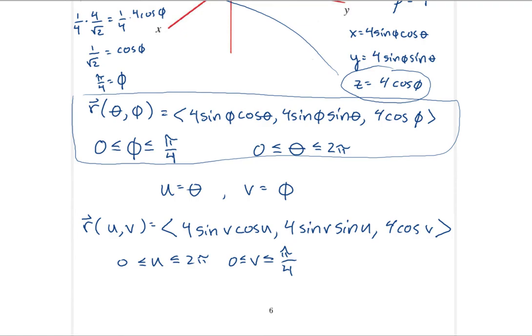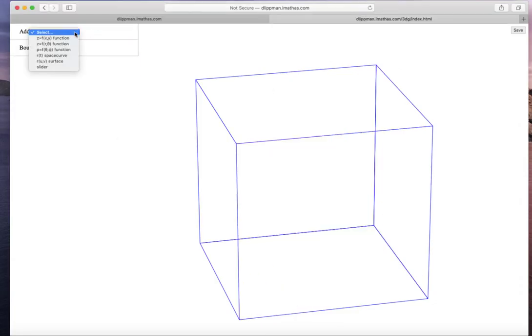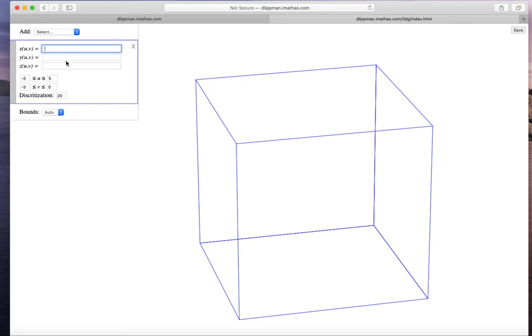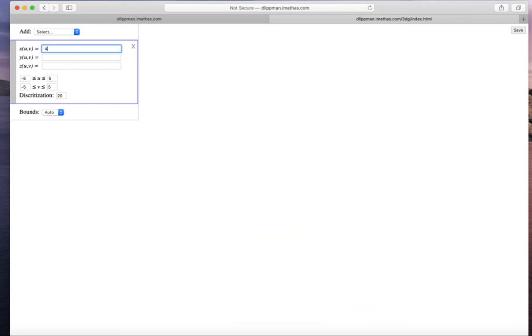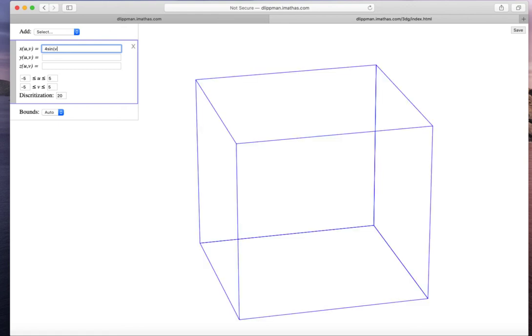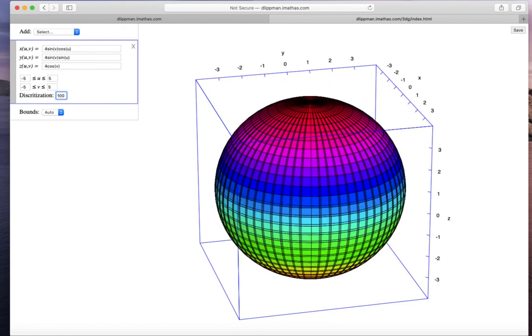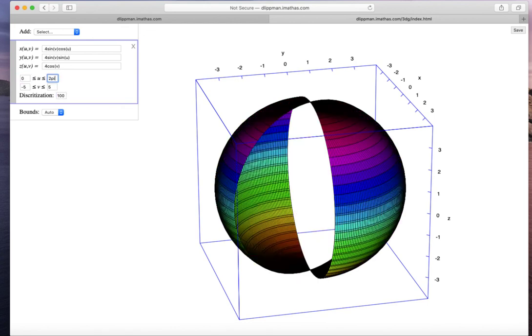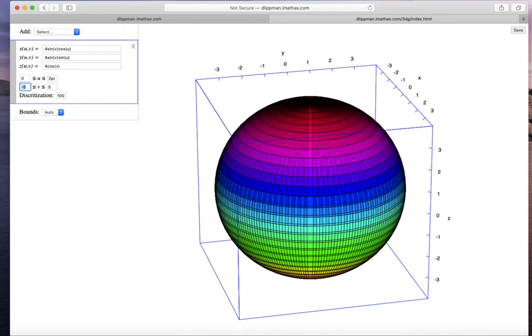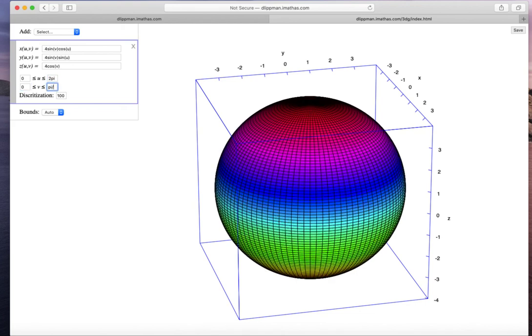So when we put that into our graphing technology, hopefully we do end up with the cap of the sphere. So let's see here. 4 sine v cosine u, 4 sine v sine u, and then 4 cosine v. All right, so first we'll fix that discretization, make that a little more refined. And then we're going to let u go between 0 and 2 pi. And we're going to let v go between 0 but only pi over 4.